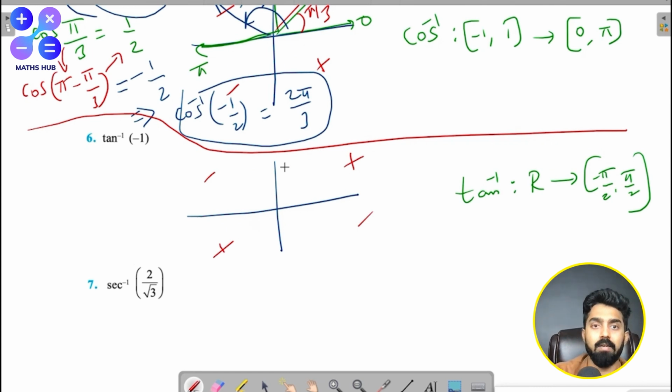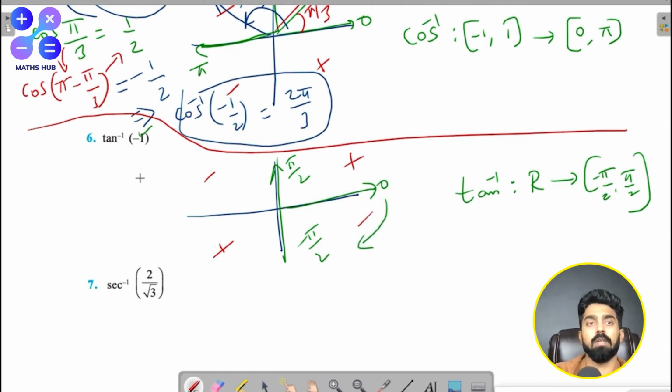Now we know that this is pi by 2, this is minus pi by 2. And we know that the value is negative. So our value lies between 0 and pi by 2. Right, so now what do we do? Now we know that tan of what is equal to 1.